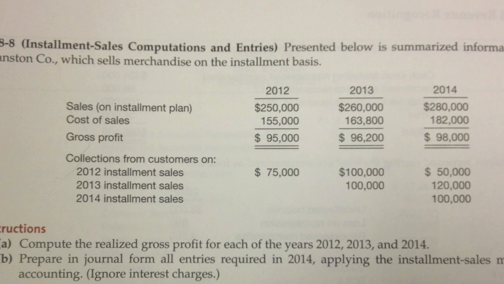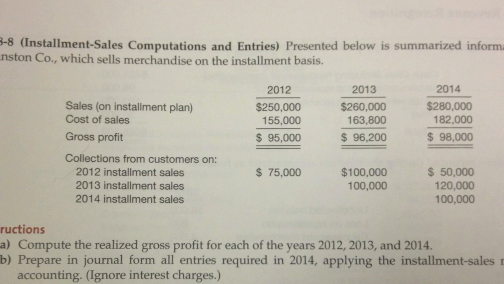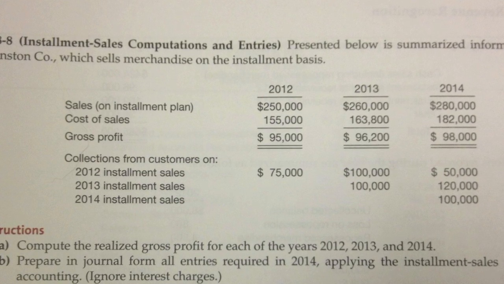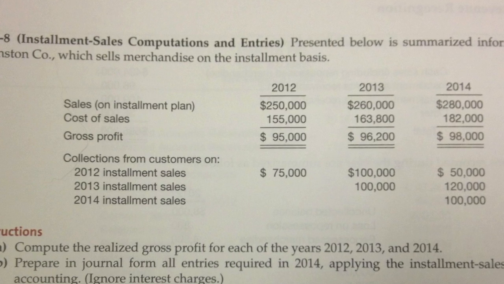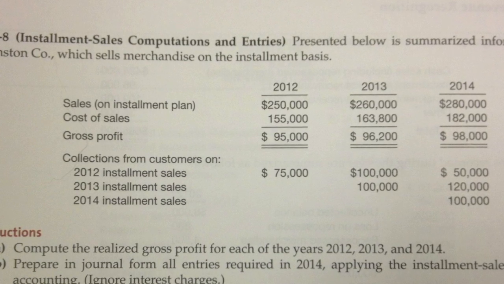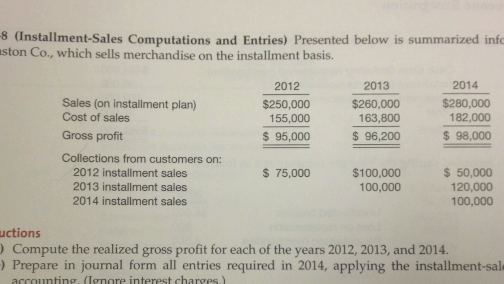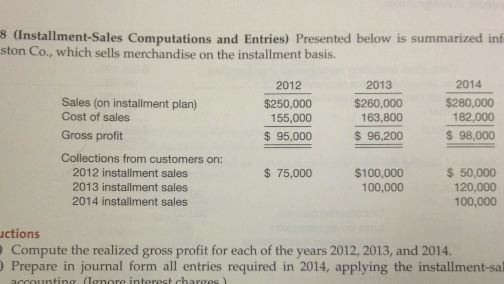We're given installment sales for 3 years. We're given the sales, the cost of sales, and they even compute gross profit for us. We're also asked to compute the gross profit for each of the 3 years and prepare all the necessary journal entries applying the installment sales method.